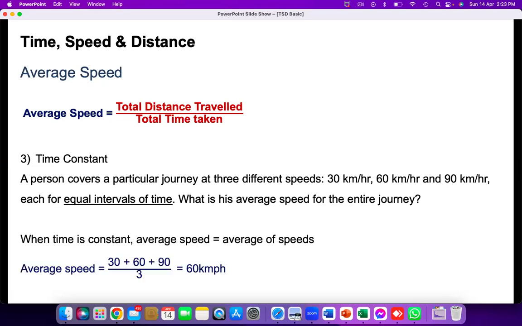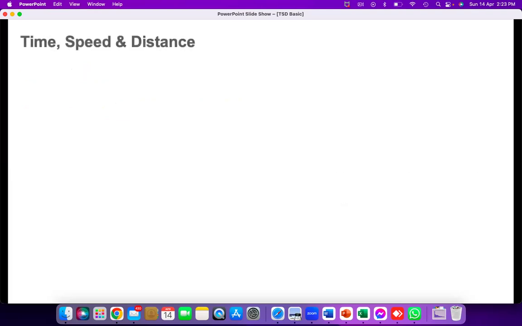So this is how you get it. 30 plus 60 plus 90 divided by 3. This is actually pre-class work, and that's why I had shared that in the group, but you guys did not bother to go through.